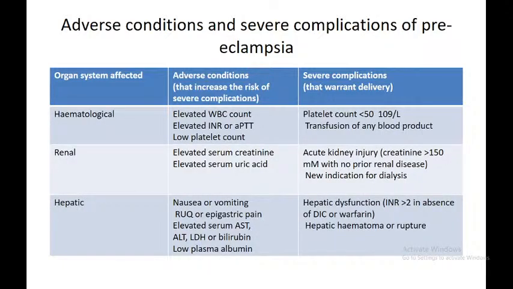And hematological, we find that they may go into thrombocytopenia and HELLP syndrome, and renal, few of the patients might go into acute kidney injury needing even dialysis. And sometimes even the liver is involved, causing hepatic dysfunction, causing increase in various liver function tests, and rarely, very rarely, we may even see a hepatic hematoma or even a liver rupture.